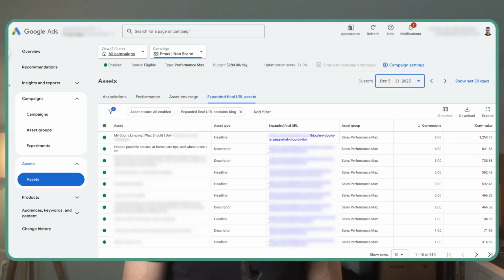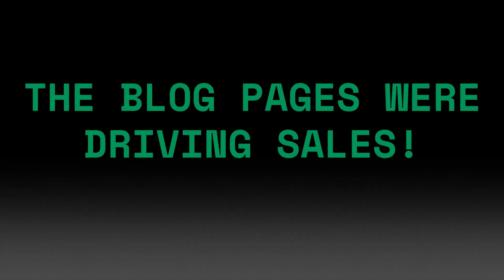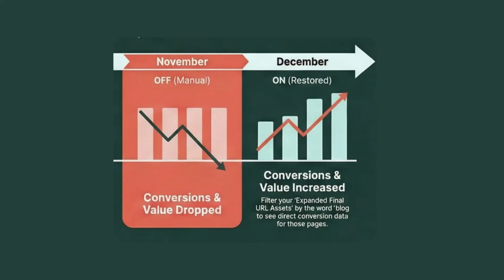Dynamically created headlines and descriptions pointing to blog pages. And right there next to them, conversions and conversion value. The blog pages were actually driving sales. It's like a light switch. Off, no blog traffic through PMax. On, conversions come back. Now I have to be honest, this doesn't work for every campaign.